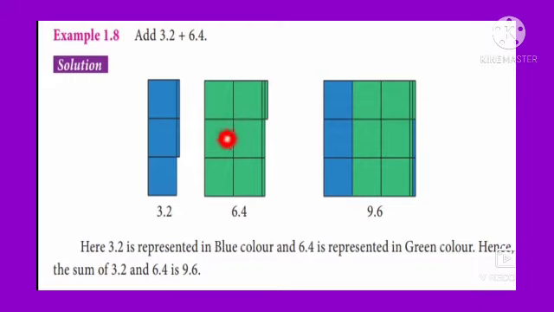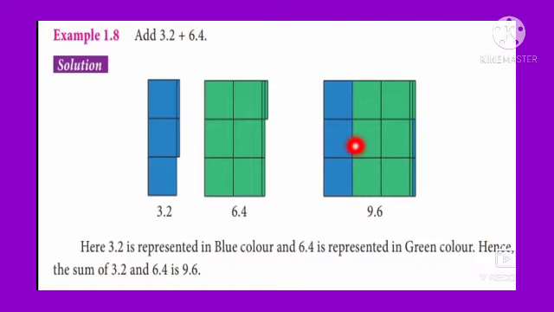Now we are going to add these two values, these two area models, and get 1, 2, 3, 4, 5, 6, 7, 8, 9. So totally there are 9 square areas. And what about the thin rectangular stripes? 1, 2, 3, 4, 5, 6. So there are 6 thin rectangular stripes.